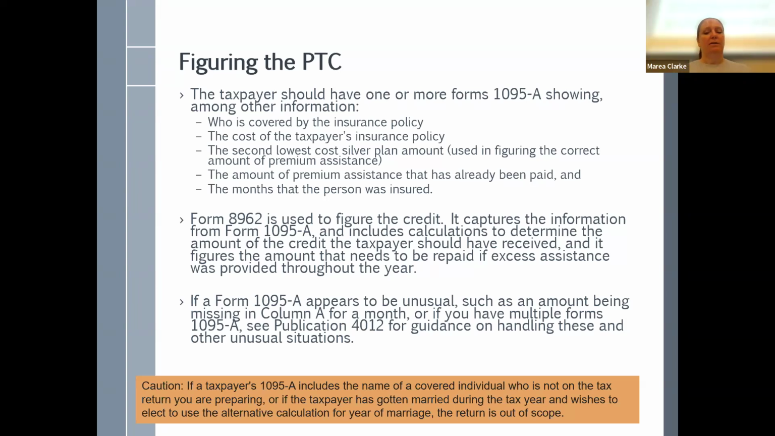Generally, that 1095-A is not going to be something that we see in our clinics. I think I've seen one or two of them over the course of the years. But if they do, we're going to basically be entering that information on the form, and the software is going to help walk us through determining the credits, and if there's anything that they need to enter or pay back.